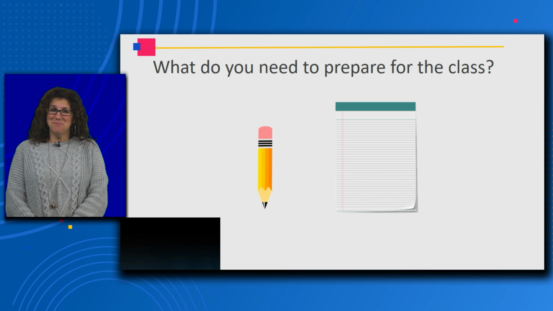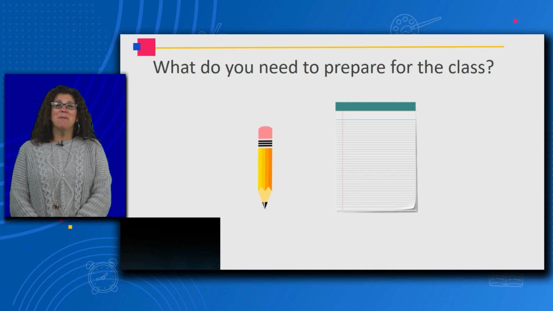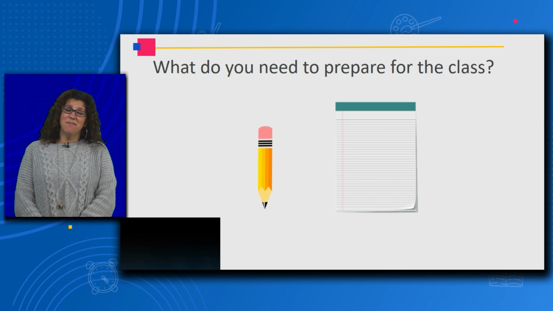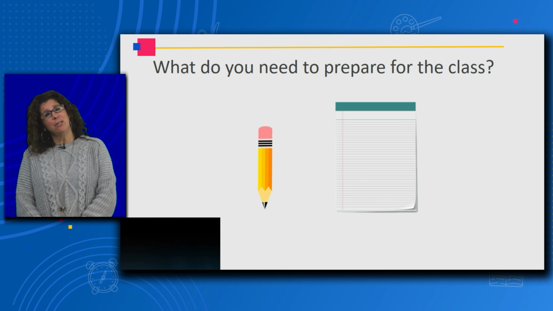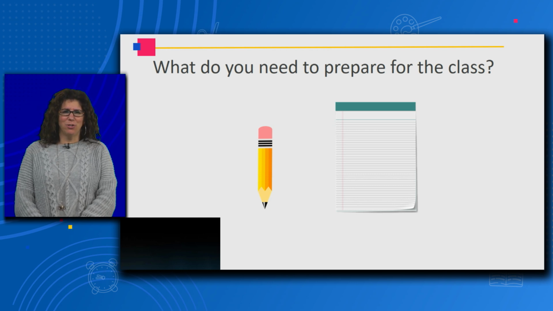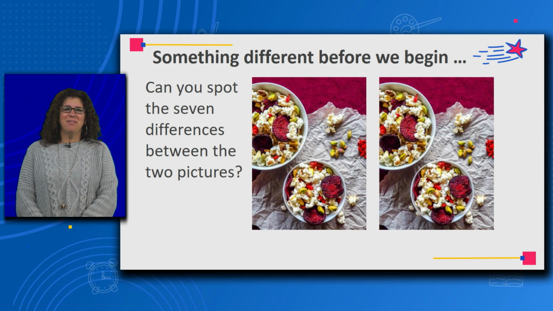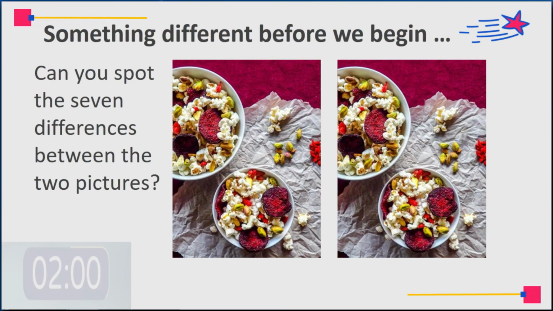Okay, welcome back. But before we begin and we start talking about the inventions and who invented what and who did what, I want to challenge you a little bit. Spot the difference. Can you spot the 7 differences between the 2 pictures? I'm going to give you 2 minutes. Look.